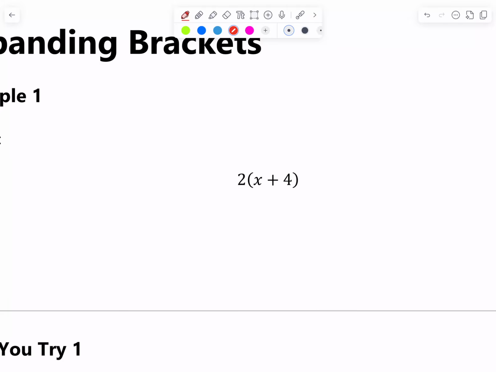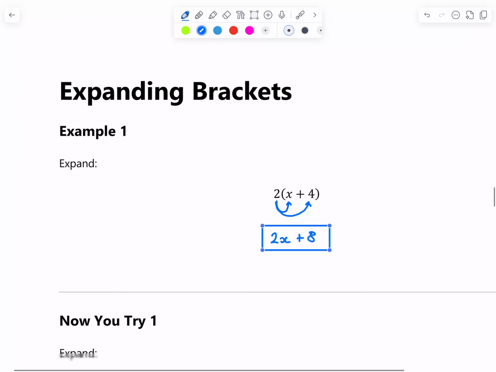Whenever you've got a number outside brackets, you multiply everything in the bracket by the number outside. I like to use arrows. So you're going to do that times that first, which is just 2x, and that times that next, which is 2 times 4, positive 8. And that's as far as we could go. These aren't like terms, so we can't collect them. So my answer is just 2x plus 8.